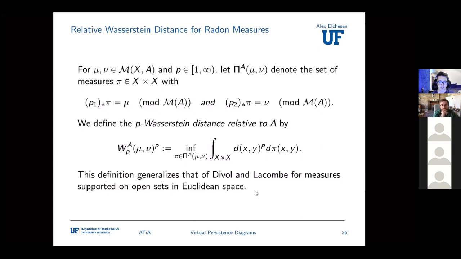And then we check that this definition actually generalizes the definition of Divol and Lacombe. They only considered measures supported on open sets in Euclidean space. So this is a nice definition that applies to all metric pairs. We think this could be interesting, or at least simplify the definitions a little bit.